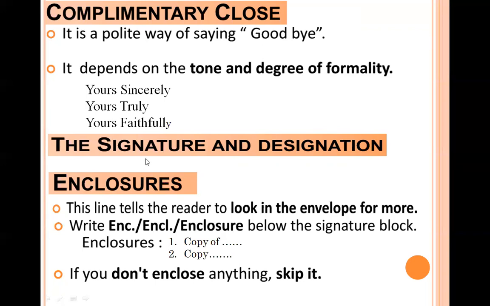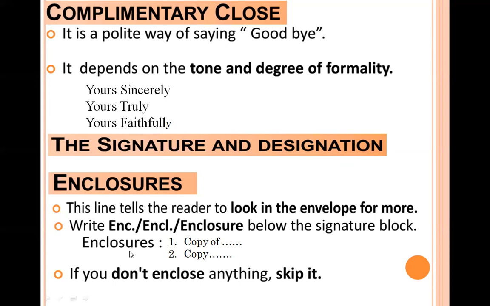Then you write the signature, then you write your name and the designation. Again, remember, designation is important in business letters. At the end of the designation, to end the letter, there is one more component, that is enclosures. This line tells the reader to look in the envelope for more information. That is, if you have attached anything else with your letter, then you write it in the enclosures so that the reader may come to know that some attachments are there with the letter.